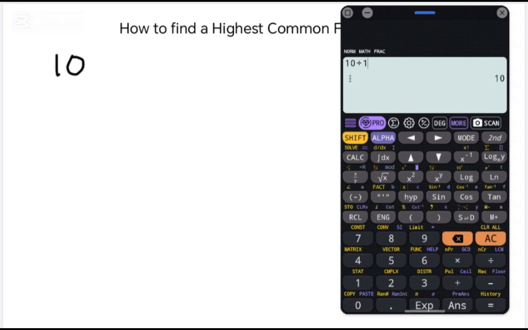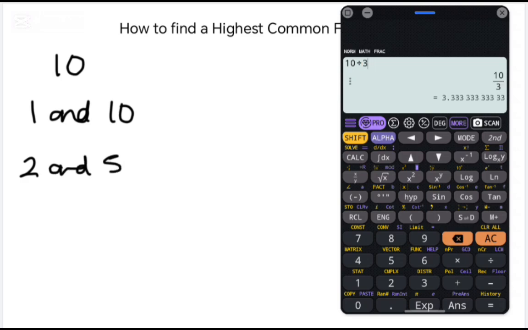I'm going to start with 1. 10 divided by 1 gives us 10. So that means 1 and 10 are factors of 10. Then you're going to try 2. So 2 and 5 are factors of 10. I'm going to try 3. 3 gives you decimals. 4 is going to give you decimals. 5 is going to give you 5 and 2, which we already have. Then I'm going to try 6, 7, 8, 9, and you're done.